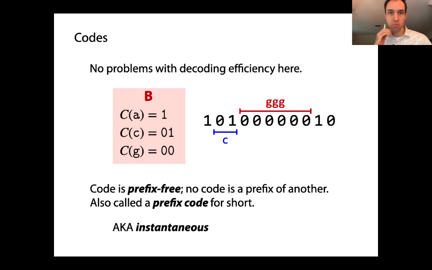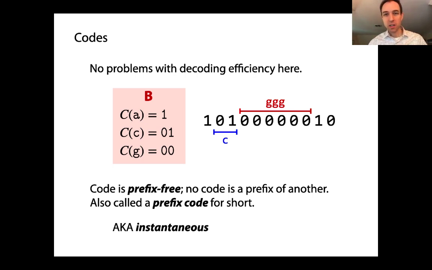Another term for prefix codes is instantaneous codes. I was already using the word instantaneous, right? Because as you go along, you don't have to defer the decoding decisions. You can make them instantaneously. As soon as you get to the full length of the code for the character you're trying to decode, you know unambiguously what that original character was.